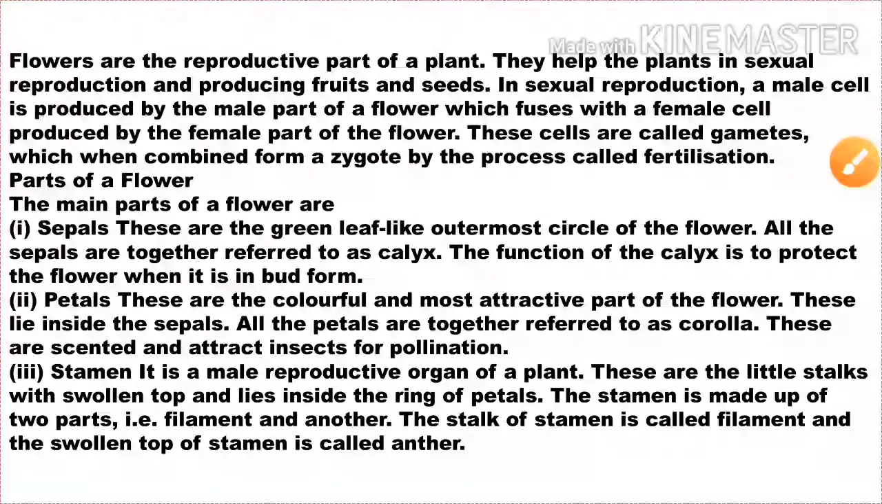Flowers are the reproductive part of a plant. They help the plants in sexual reproduction and producing fruits and seeds. The main parts of a flower are sepals. These are the green leaf-like outermost circle of the flower. All the sepals are together referred to as a calyx. The function of the calyx is to protect the flower when it is in bud form.